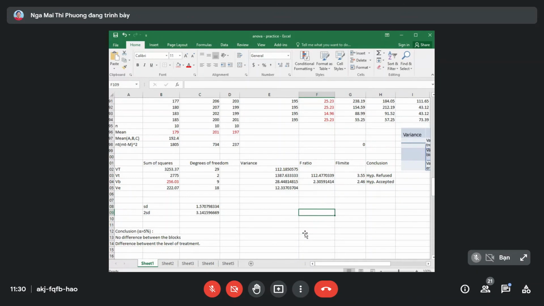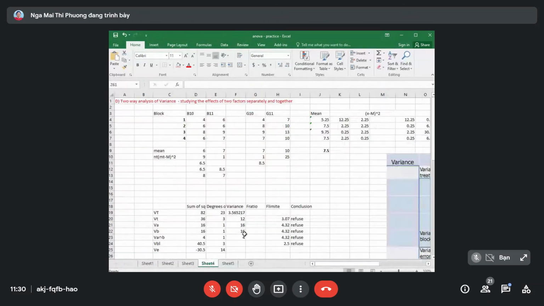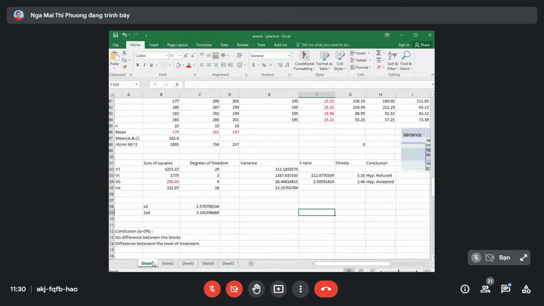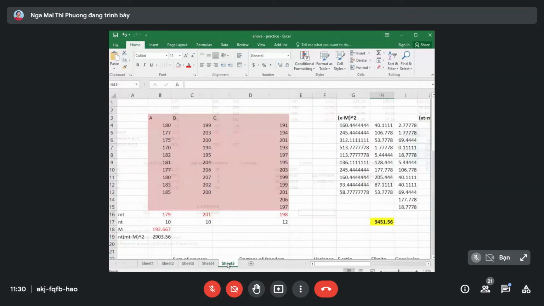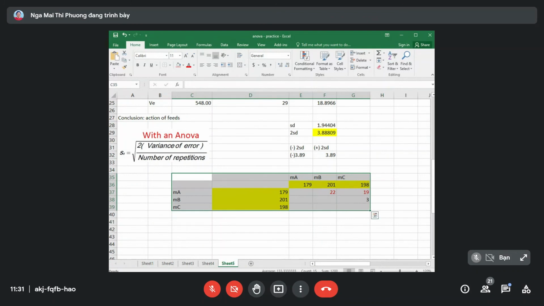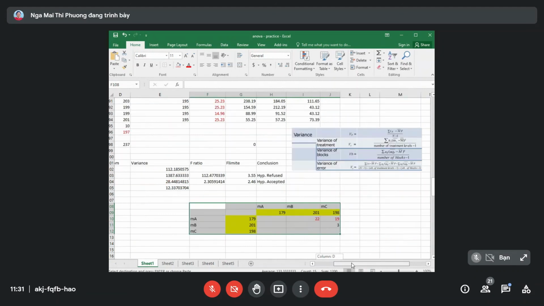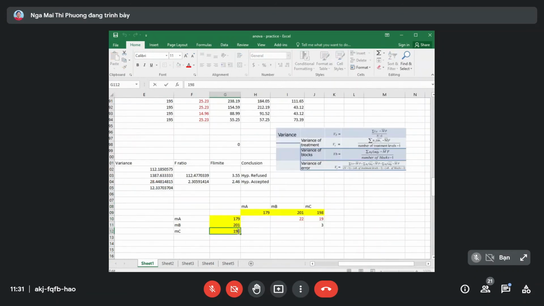Okay, we have to come back to before. So in this case, the mean of C is 197. It's not 196 anymore. 197. This one is 7. This one is 7.